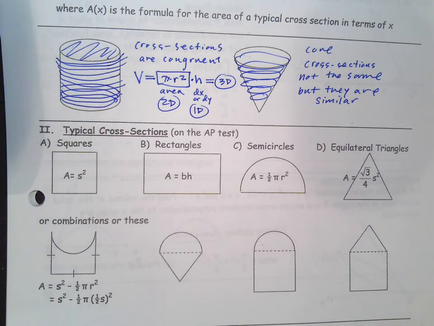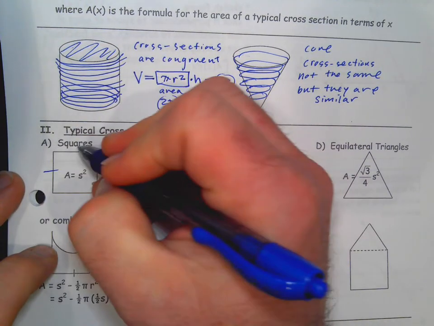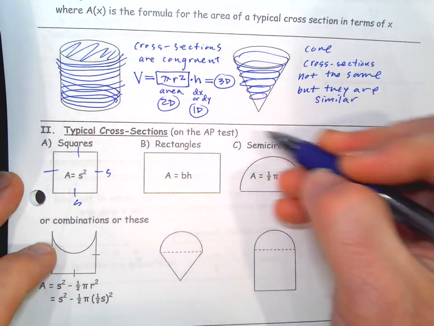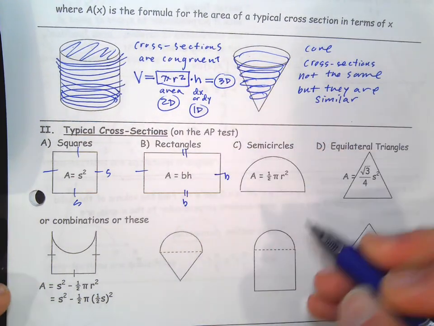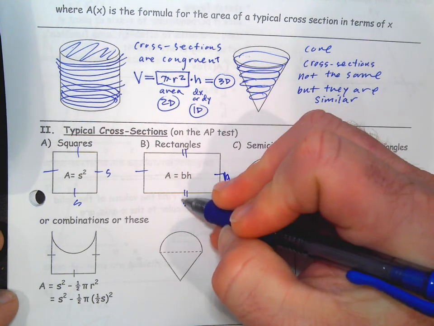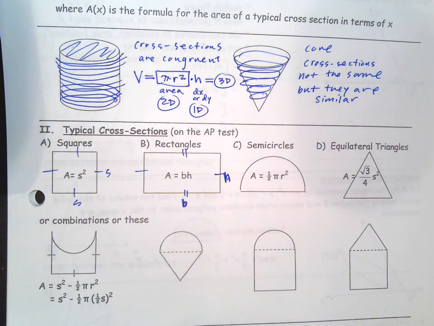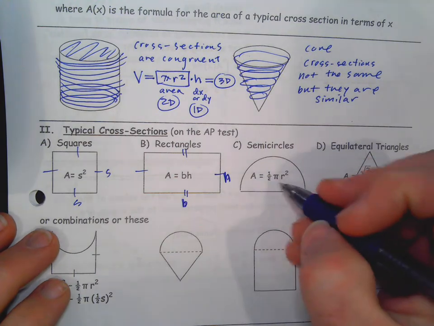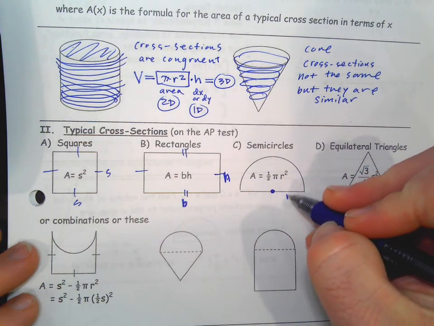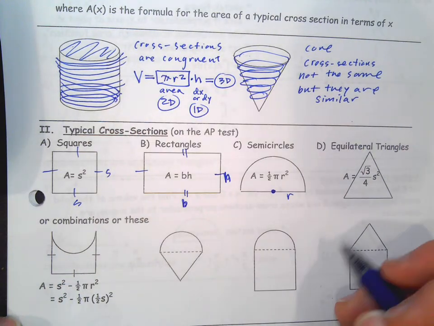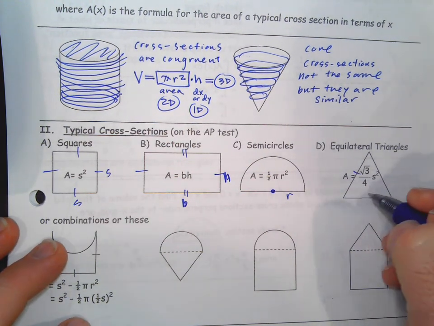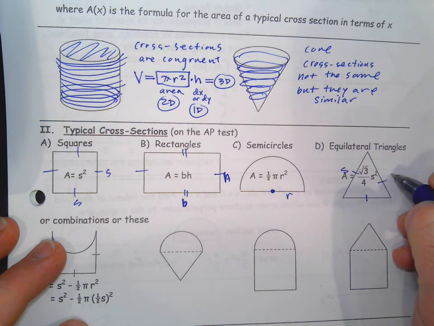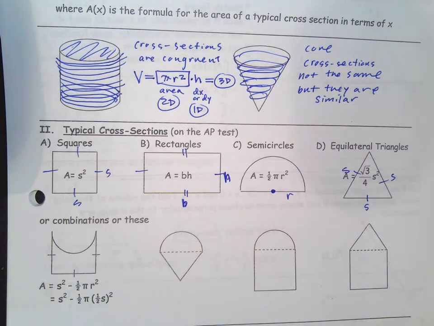They could be squares, equal sides. Each side is S. They could be rectangles, two opposite sides that are congruent. Now, usually with the rectangles, they're going to tell you that the height is like 3 times the base or something like that. Do half of a circle. You could do full circles. That isn't as common. You do half circle. You do an equilateral triangle.